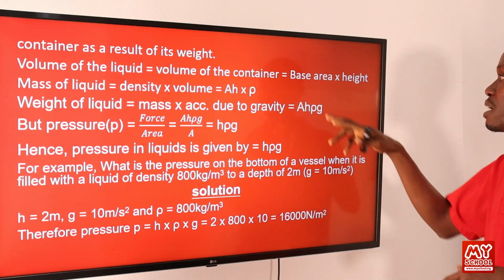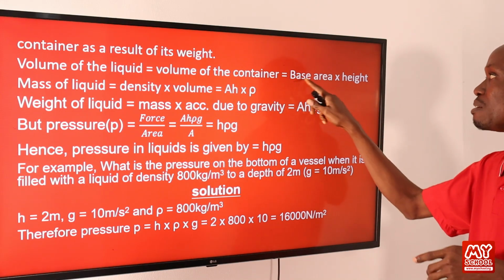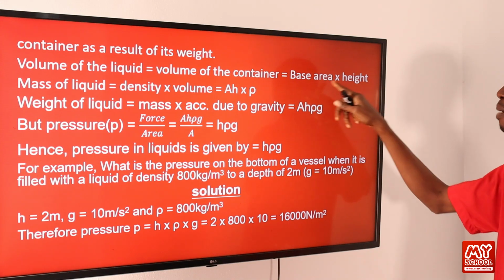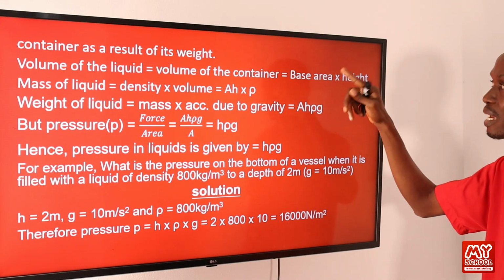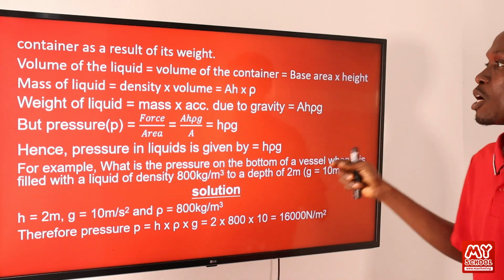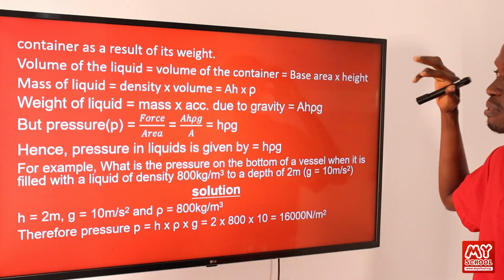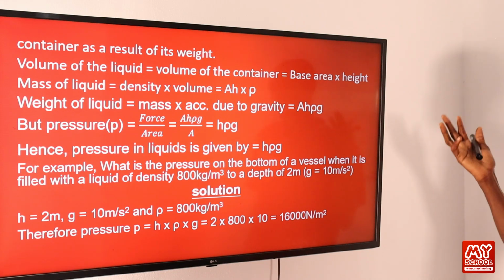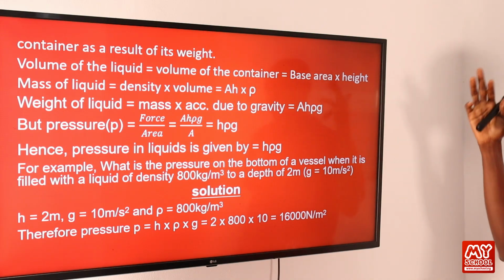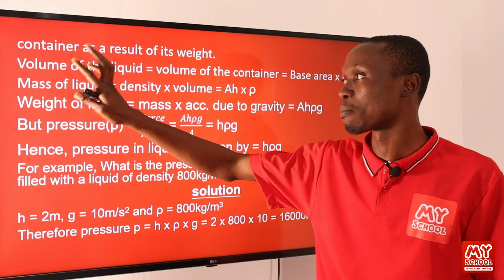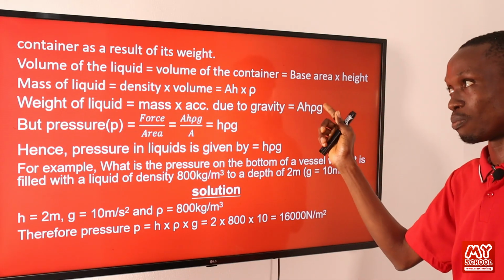And remember that the length times breadth represents the base area. So we have base area times height, but the base area here is actually length times breadth. Okay, so mass of liquid is equal to, now remember that density is related to mass by density is equal to mass over volume. So if we make mass the subject of the formula, we'll have that mass is equal to density times volume, right?